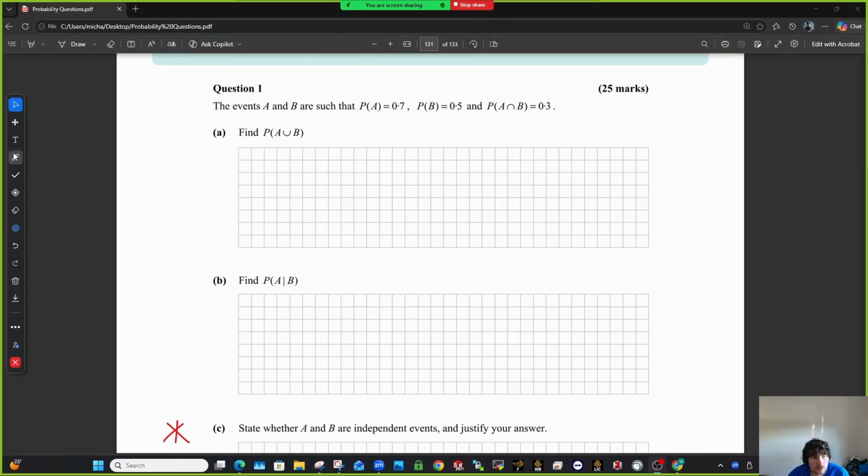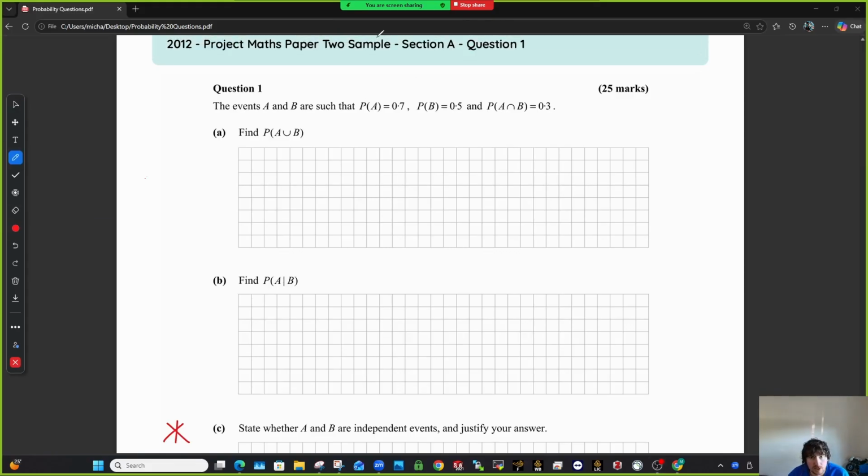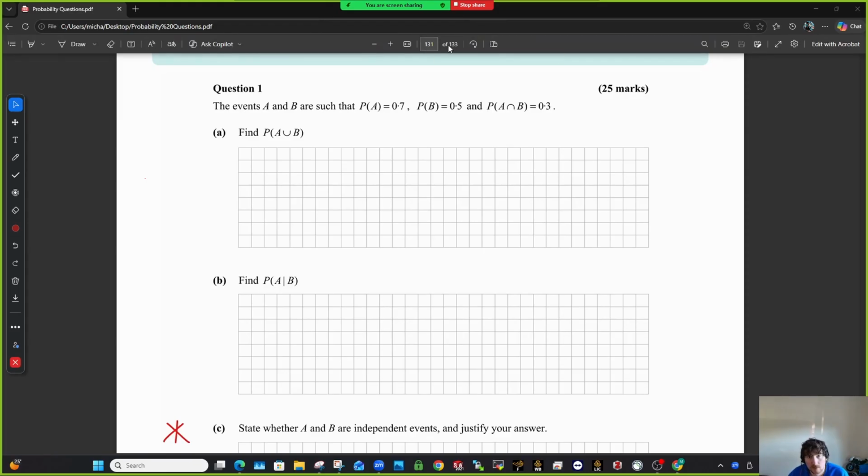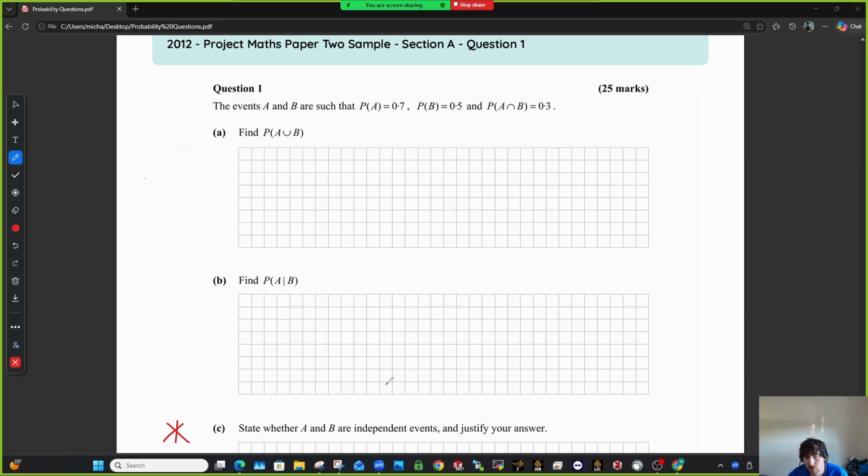Okay, so I scrolled along there, and you'll be happy to hear I did check, because we're at the end of the document here, 131 out of 133, whether there are any questions after this. There isn't, so this is the last question. So let's do this question here. I'm really just interested in seeing, can you state whether or not 2 events are independent, and know how to justify your answer. So pause the video and see if you can get that. It's a pretty easy question.